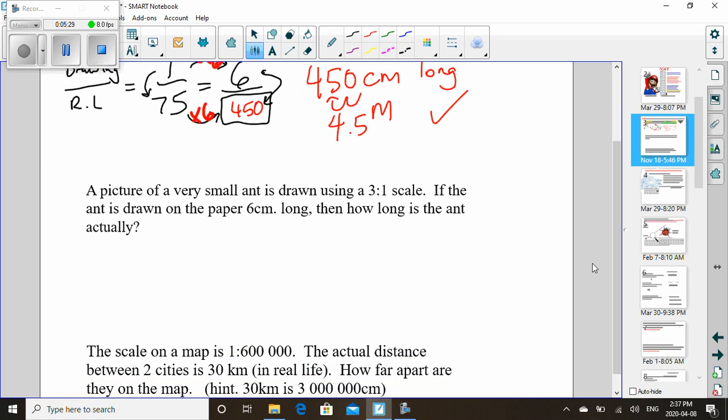We could have a scale that's written in the reverse order. Notice that the 3 is larger than the 1. In the one before, it was a 1 to 75. Now it's a 3 to 1. It's still the same deal. It's still the fact that the drawing is the first number, and the real life is the second number. So it's a 3 to 1.